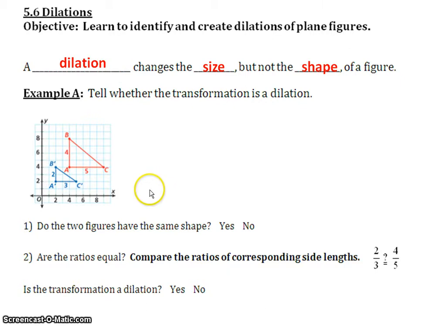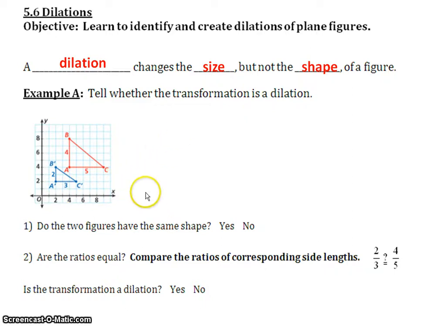If we look at our picture over here, the red triangle, triangle ABC, would be the original. The blue triangle would be the image. If you look closely at the blue triangle, the vertices, the corners of the triangle, are labeled A with an apostrophe. That's read as A prime. This would be B prime and C prime. So triangle ABC would be the original. Triangle A prime, B prime, and C prime would be the image.